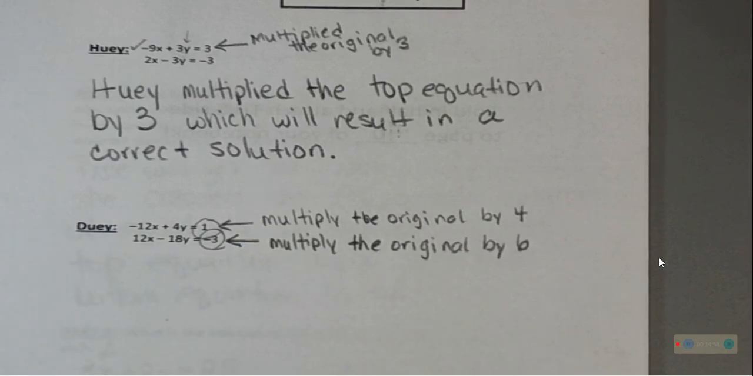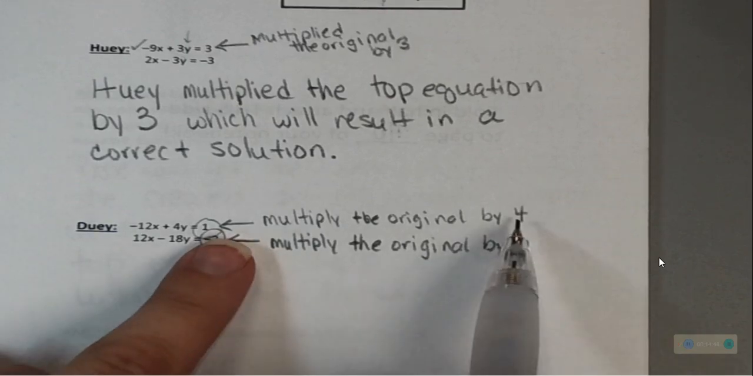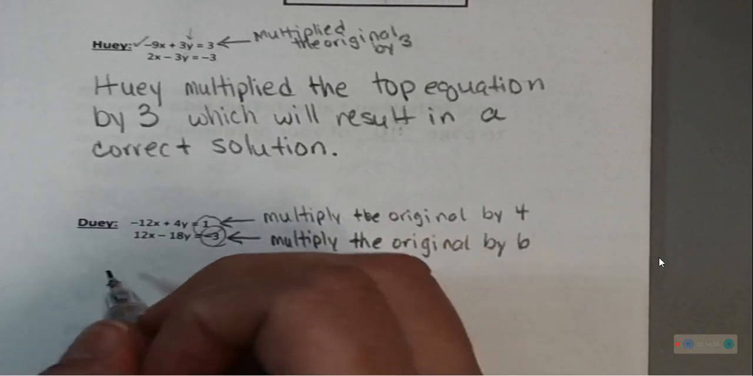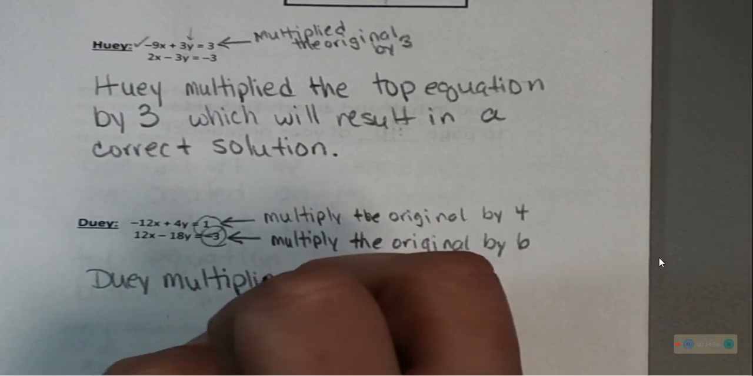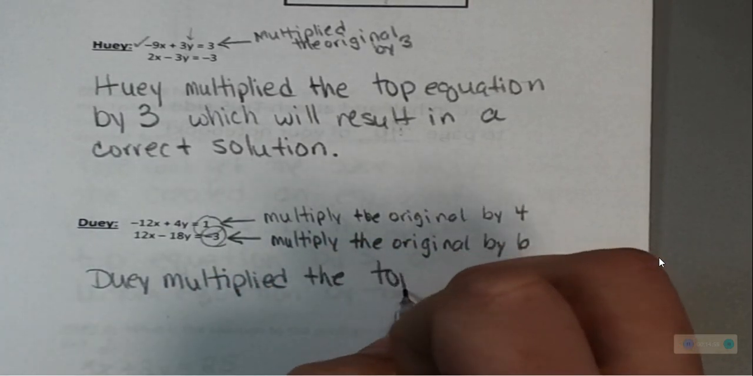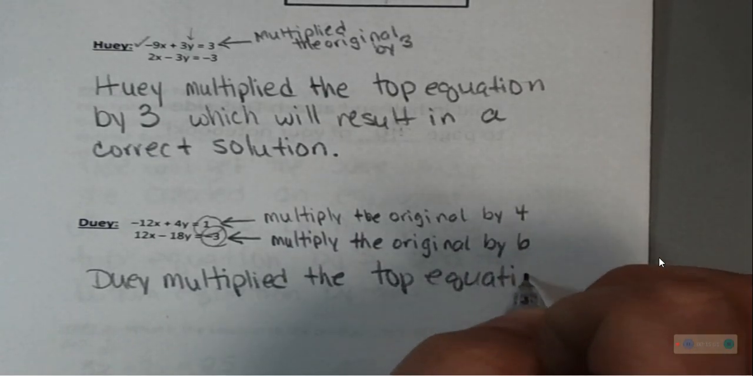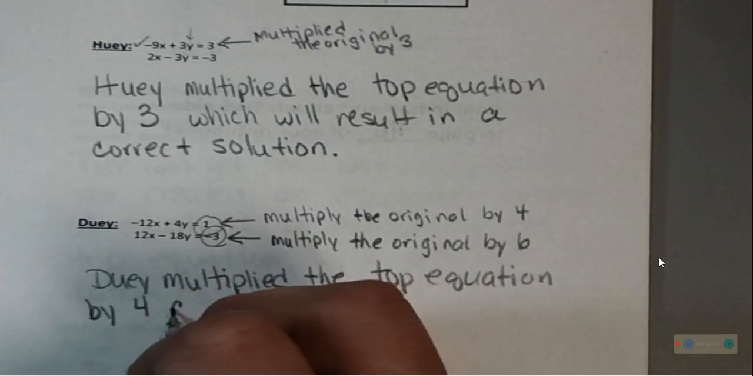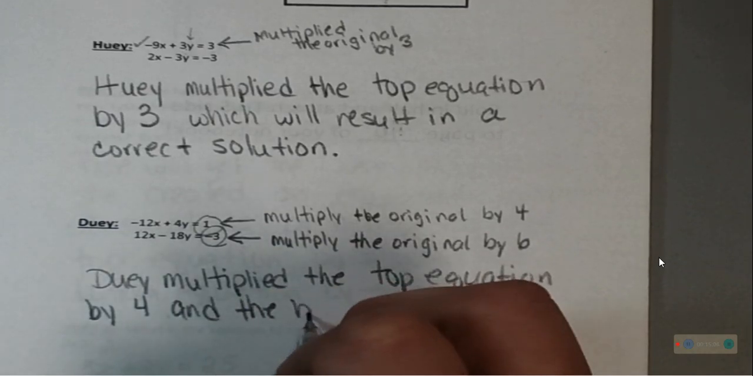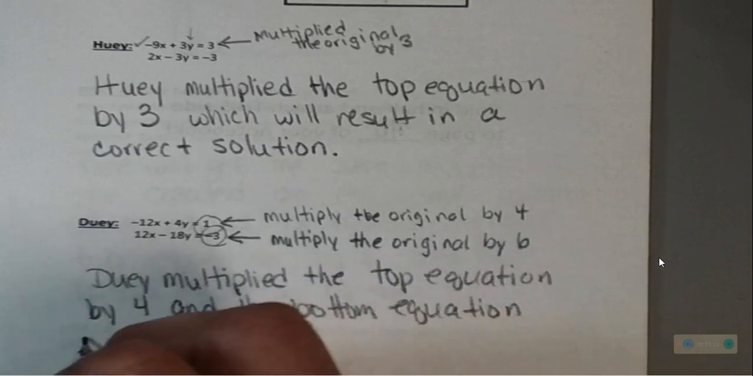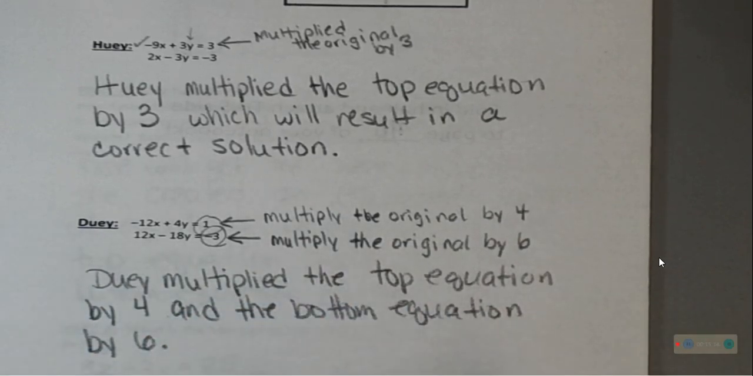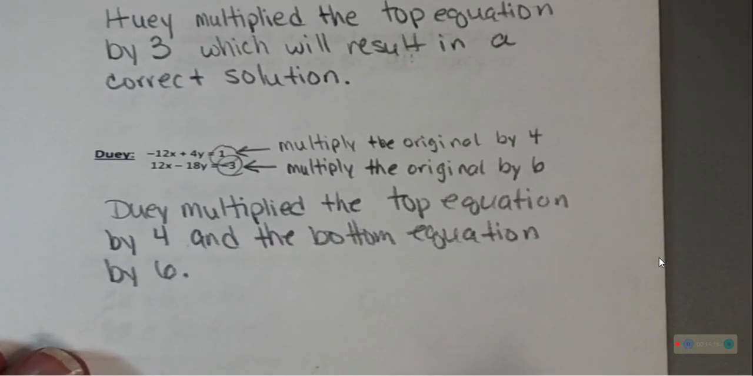Okay, so let's tell what he did do right. He distributed everything but the constant. He multiplied by the right number on the top and the bottom. So let's give Dewey credit. We're going to say that Dewey multiplied the top equation by 4 and the bottom equation by 6. So that was good, but he messed up. Where did he mess up? On the constants.